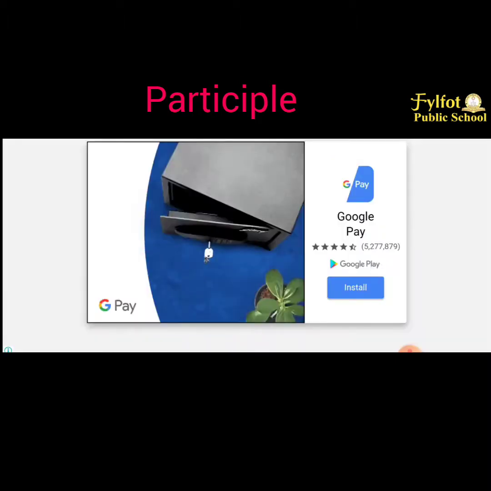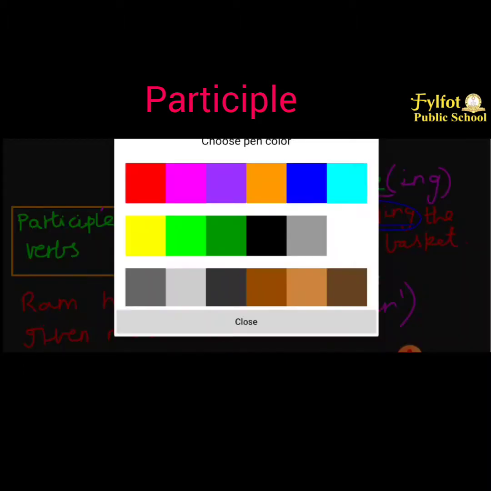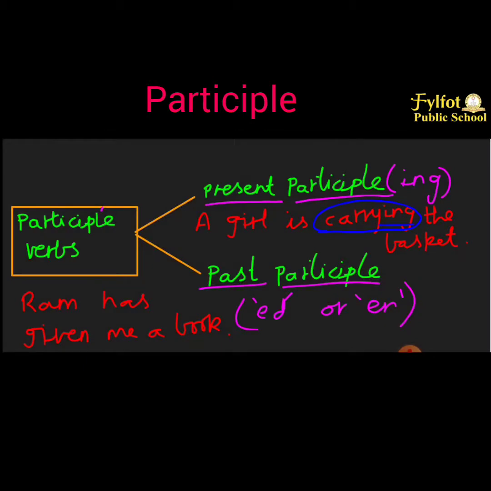So here in this sentence, sorry about the ads. Here in this sentence, we are adding en to the verb given. Hope you are clear now. So this is all about participle. So now let's move on to the next topic, gerunds.